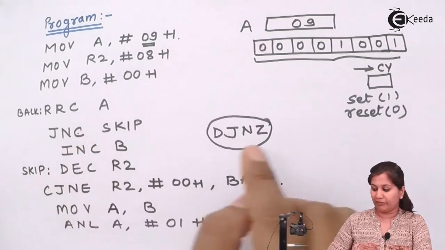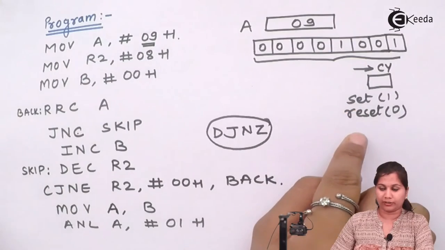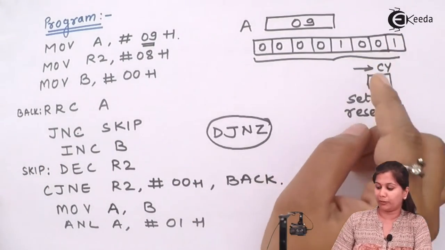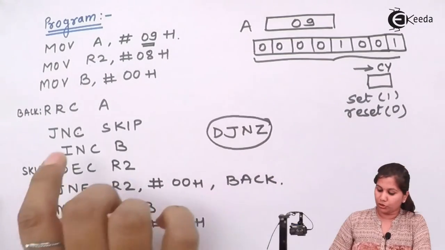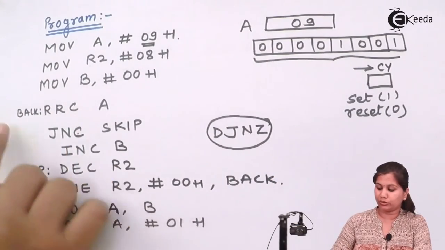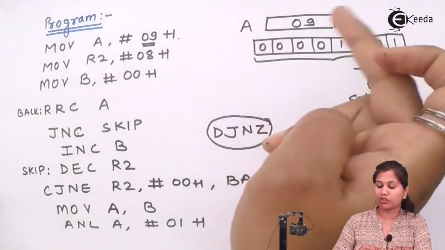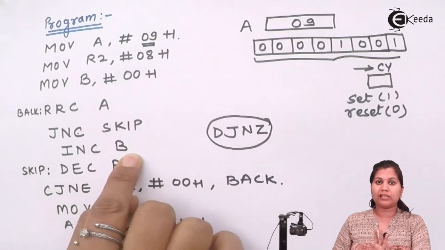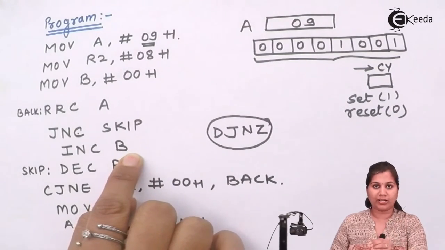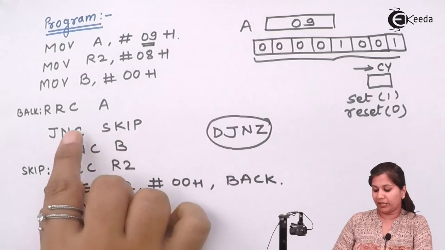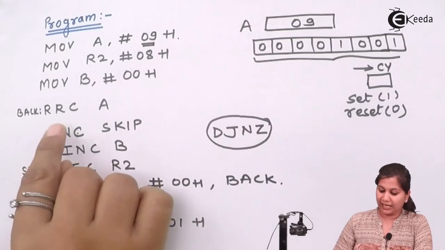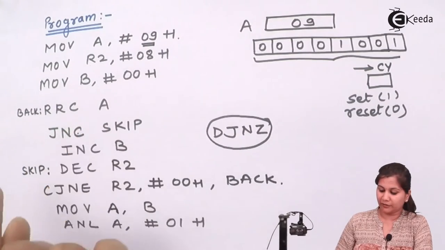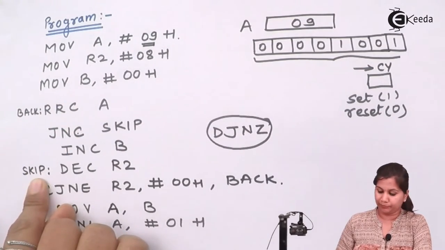Then we are checking whether the carry flag is generated or not. When no carry flag is generated, it means that bit of the number is 0. So we just have to decrement R2, since the first bit has already been checked. Now check the second bit. There is no need to increment the B register, because the B register is only counting the number of ones, and that is to be incremented whenever carry is generated. So when carry is generated, it is going to jump to the next instruction. When no carry is generated, it will jump to the skip position.